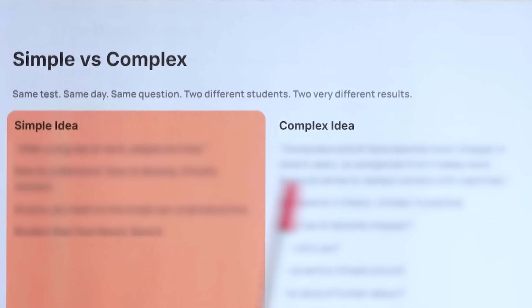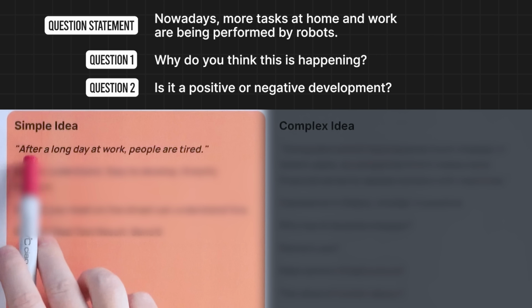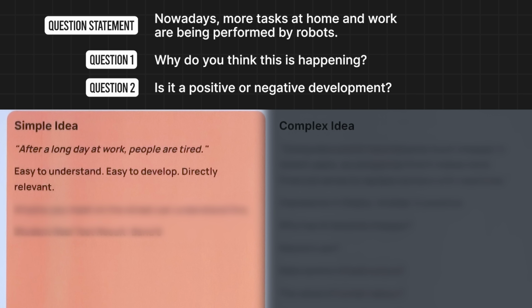So let's look at a simple idea and a complex idea. Remember the question, why are people using robots? Simple idea: after a long day at work, people are tired. Easy to understand, easy to write about, directly relevant. And a good test is, could you take that idea, tell it to anybody outside in any English-speaking country, show them the question and say, I think this is a good idea. Would everyone understand you? Or would they be like, I don't really know what you're talking about. That's difficult to understand. Can you explain that?